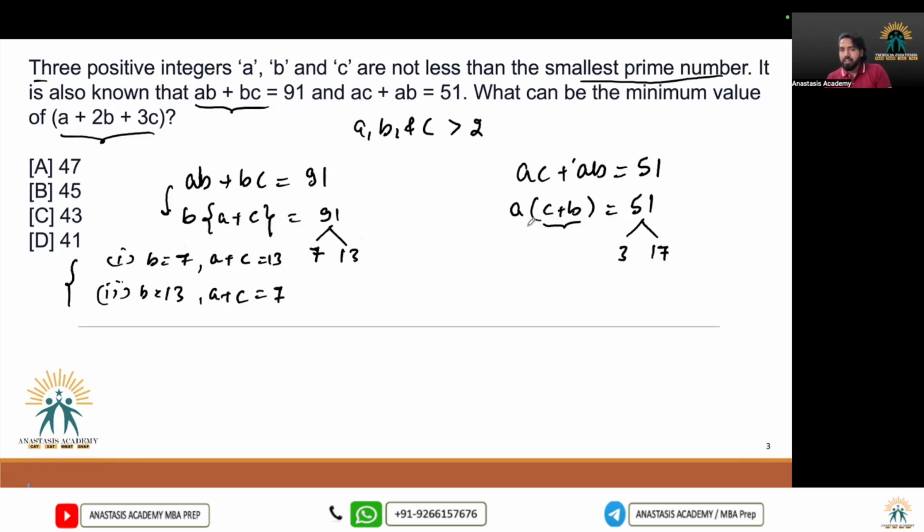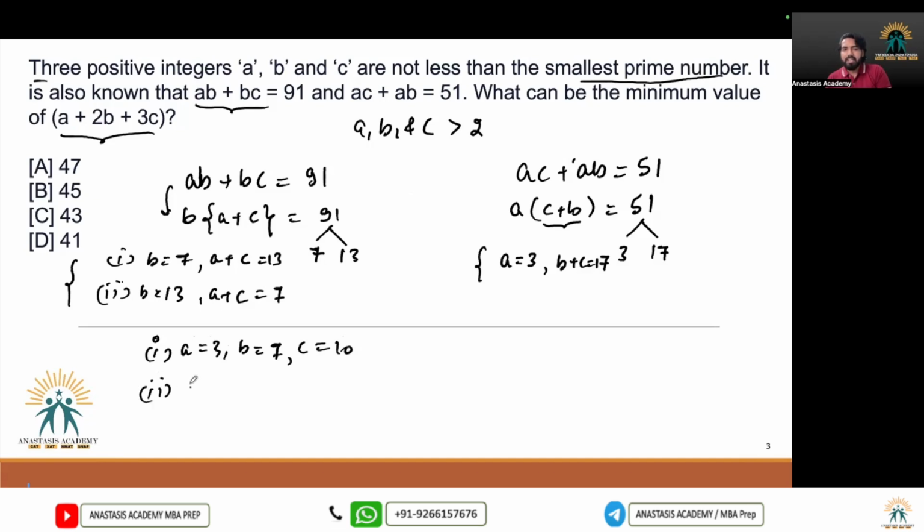Correct. So I'll get only one case from here, that is a has to mandatorily be equal to 3 and b plus c is equal to 17, because b plus c cannot be equal to 3 because b is either 7 or 13, right? So from these two cases, if I take the first case, b is 7 and a is 3, I get the value of c as 10. Correct. So from first case, a is 3, b is 7 and c is 10. This is the first case.